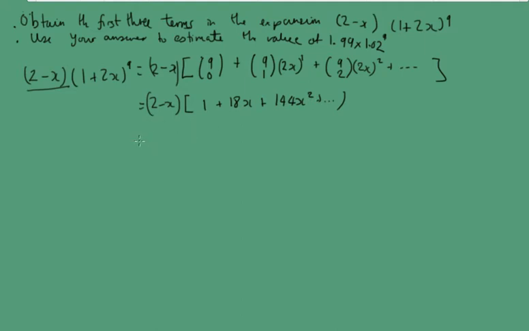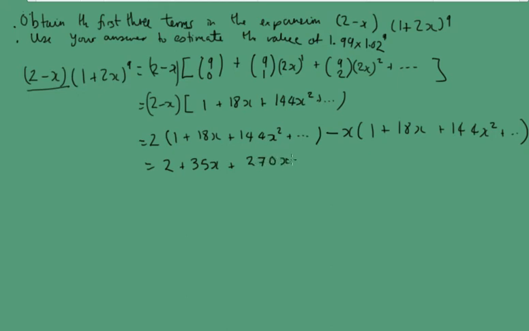Now we're going to do this in 2 parts. We're going to have 2 times (1 plus 18x plus 144x squared plus), and then minus x times (1 plus 18x plus 144x squared plus). And now if we expand the brackets and collect our terms, we get 2 plus 35x plus 270x squared plus. Now, when you multiply this you get an x cubed term, but we only want the first 3 terms, so we can disregard our minus 144x cubed that we're going to get.